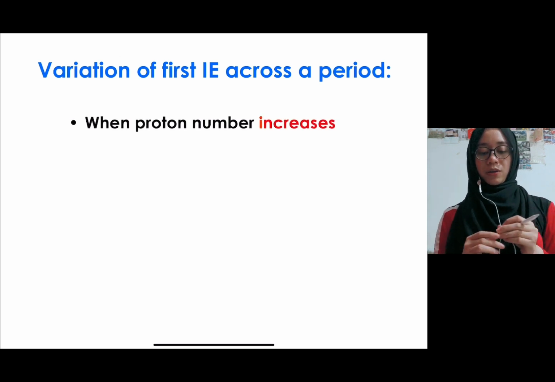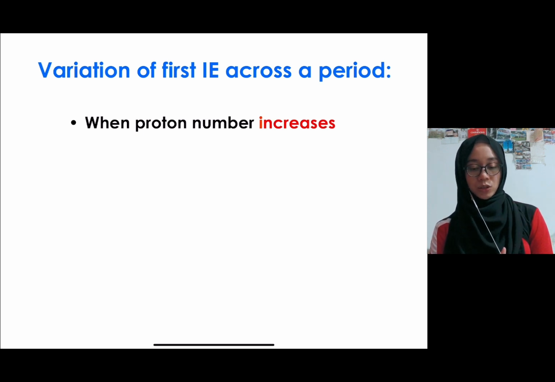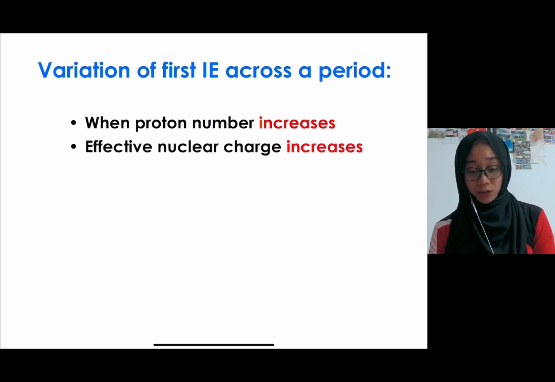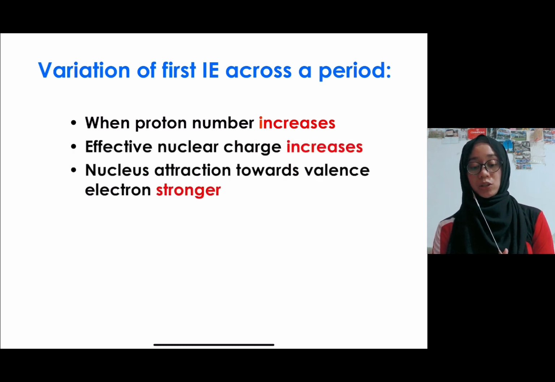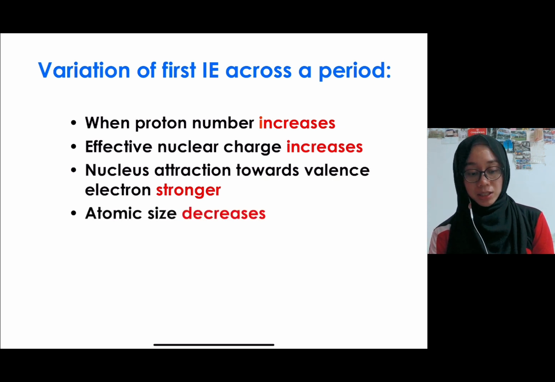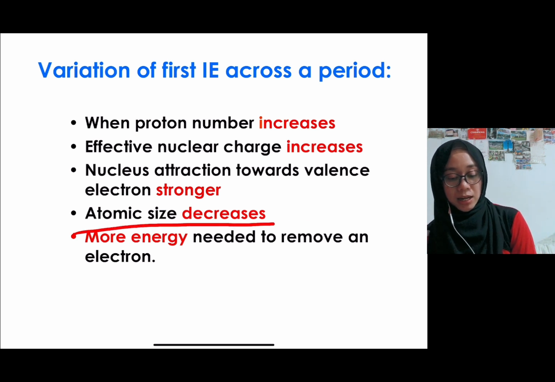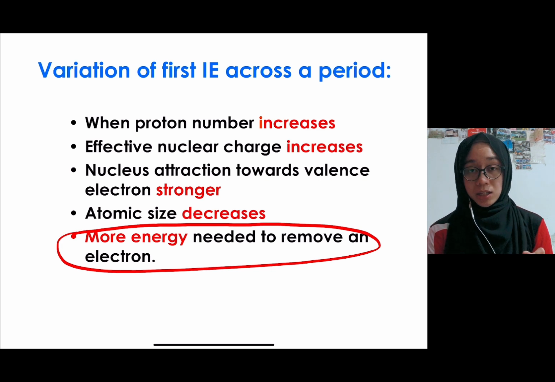So kalau kita tengok across the period, kita akan guna konsep PISAS lah sebenarnya. Okay, just use the PISAS concept. So proton number increases, effective nuclear charge increases, attraction towards valence electron becoming stronger, atomic size decreases, therefore more energy is needed to remove an electron. So just kena tambah point pasal adakah lagi banyak energy ataupun less energy is needed to remove an electron.